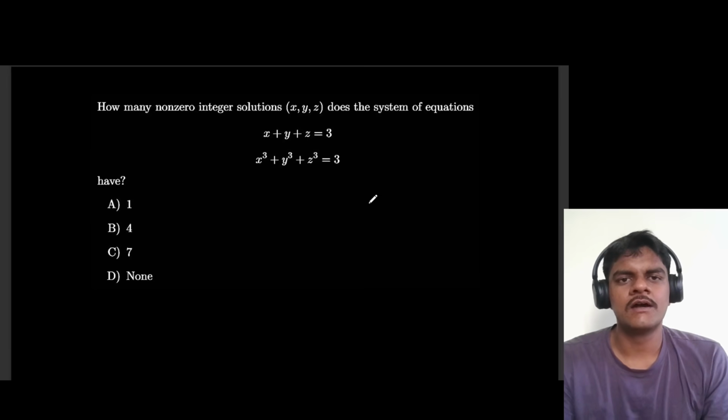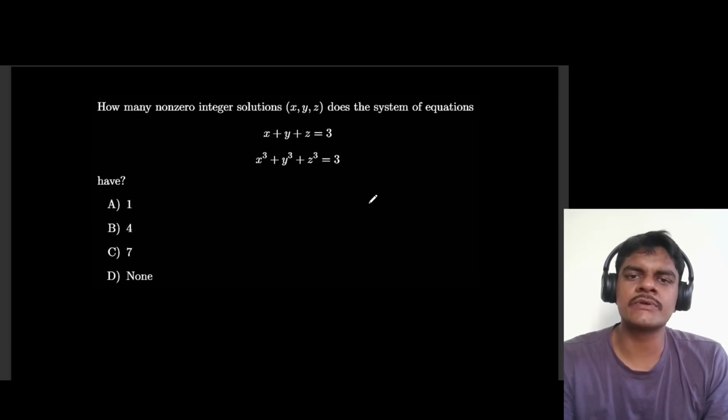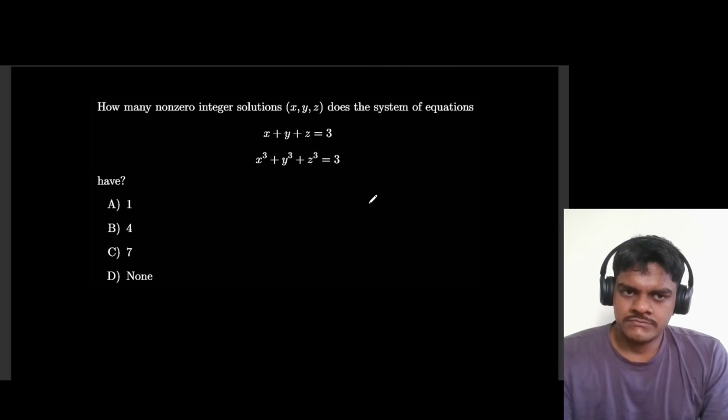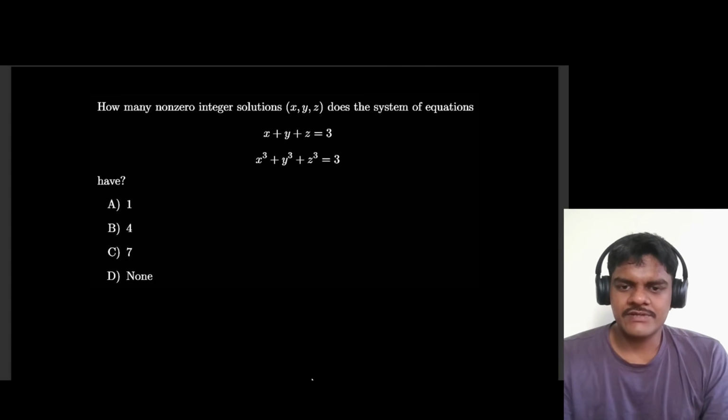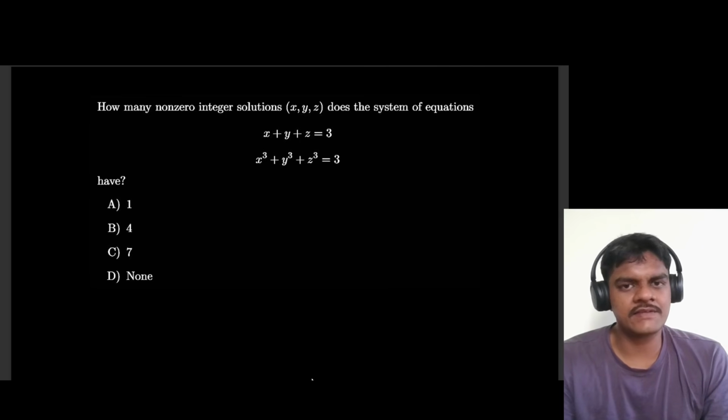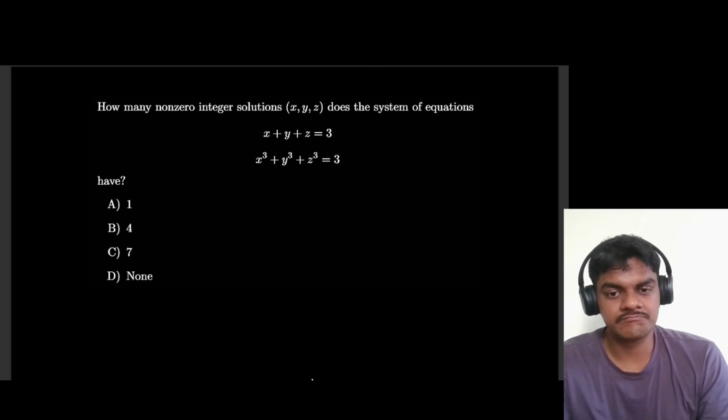Okay. How many non-zero integer solutions does this system of equations have? I want you to pause the video and try it for yourself. It's actually a very, very interesting question. Lovely.